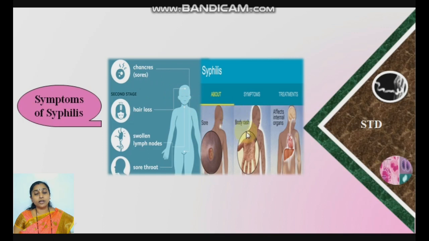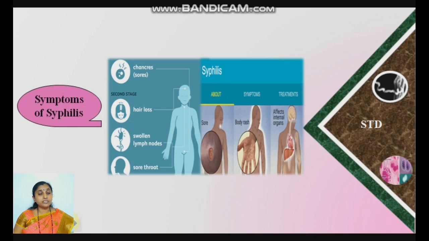In the second stage, what happens? There is progressive development, infection occurs more and more. Body rashes occur all over the body, skin rashes. In the third stage, the infection goes deeper and deeper into internal organs like the heart and brain. These are the major organs which get infected by these bacteria.